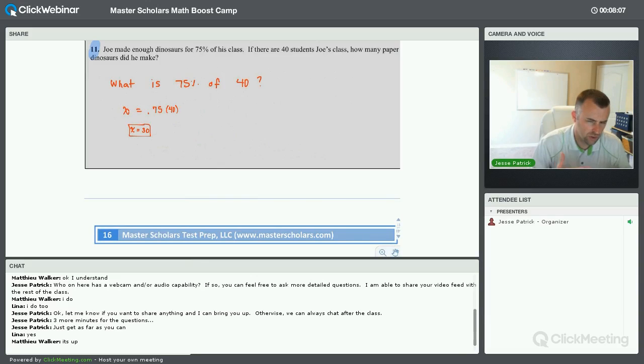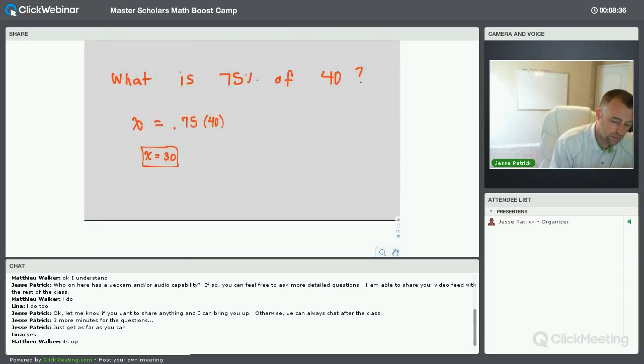So you're looking at this problem. There are 40 students. He only made enough for 75%. So you'd ask, what's 75% of 40 then? If you ever catch yourself asking that question, like I need to figure out what 75% of 40 is, well, you're using those words so you can make an equation out of it. So it's, what is 75% of 40? I can make an equation, and you write that out.